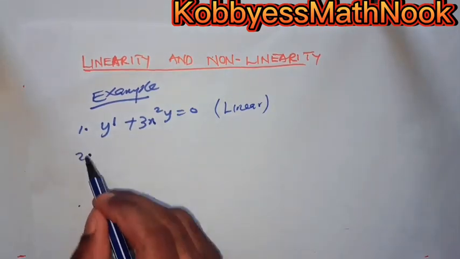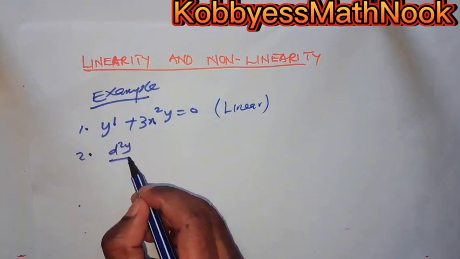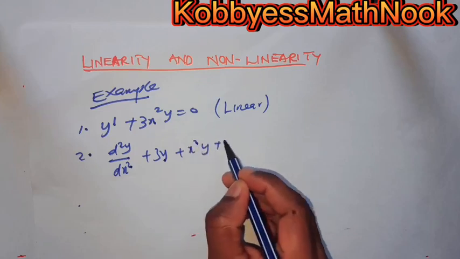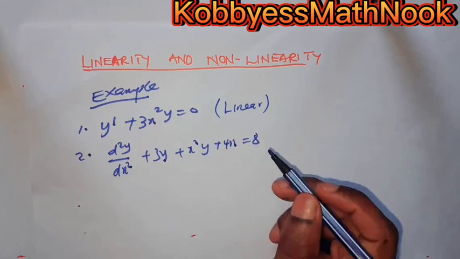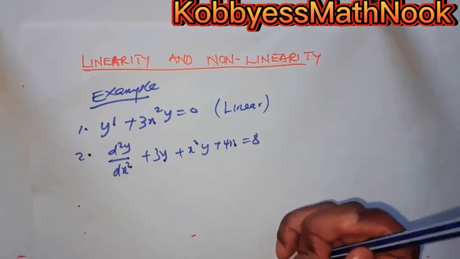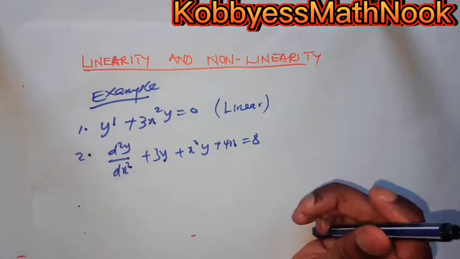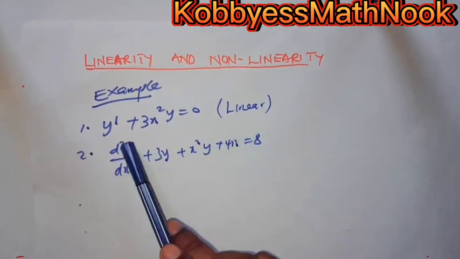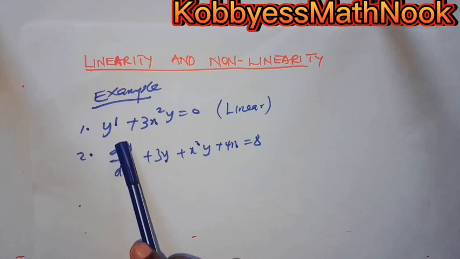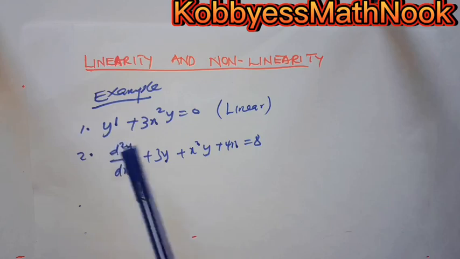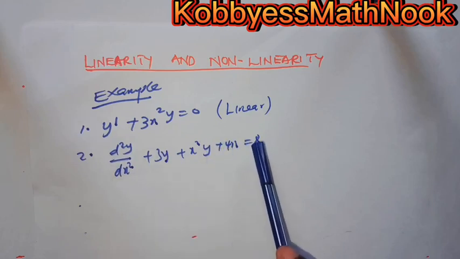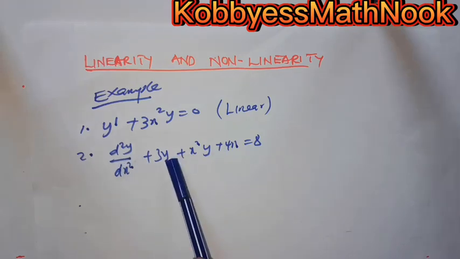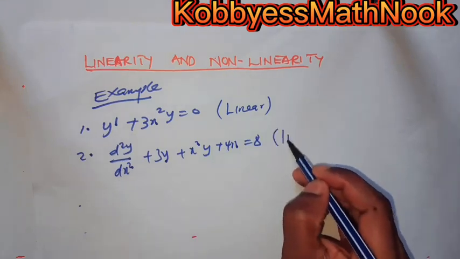Another example: y double prime, x squared, plus 3y prime, plus x squared y, plus 4x equals 8. Is this linear or non-linear? Let's check whether it follows the three rules we stated. Are the dependent variable and its derivatives in the first degree? Yes. Remember, the two here is the order, not the degree. So this is in the first degree, this also, and this also. There's no transcendental function, and there's no product of the dependent variable and its derivative. So this is also linear.